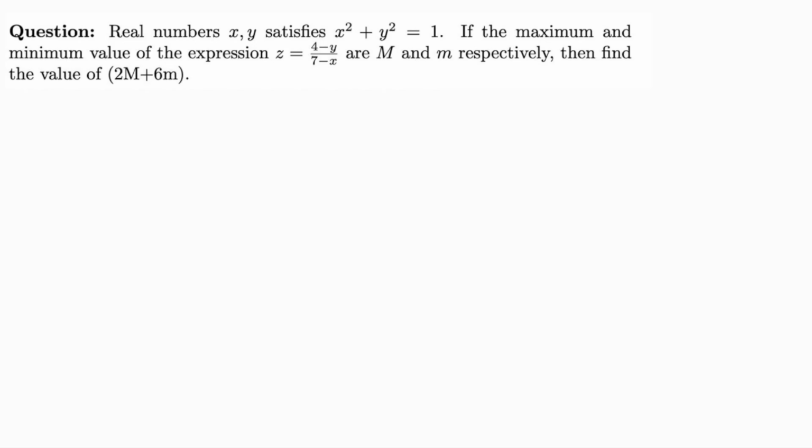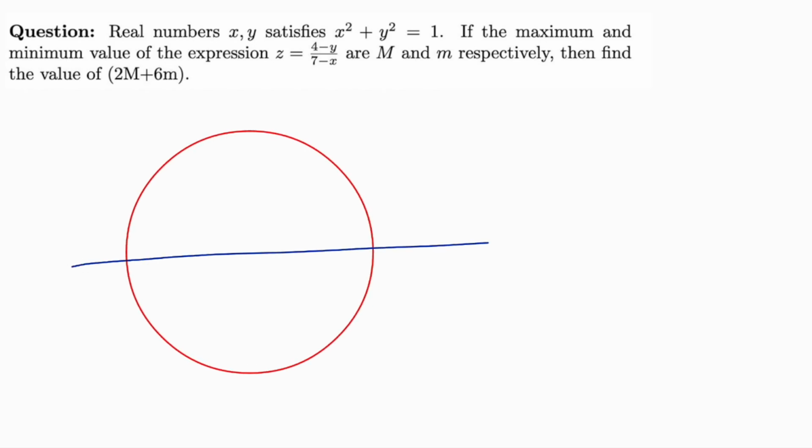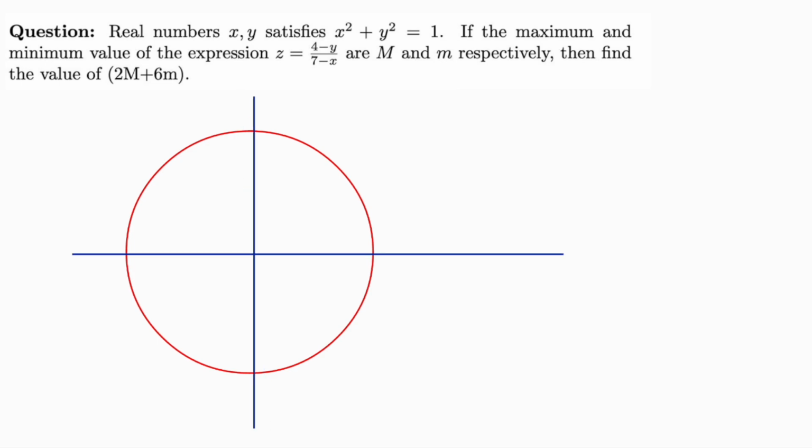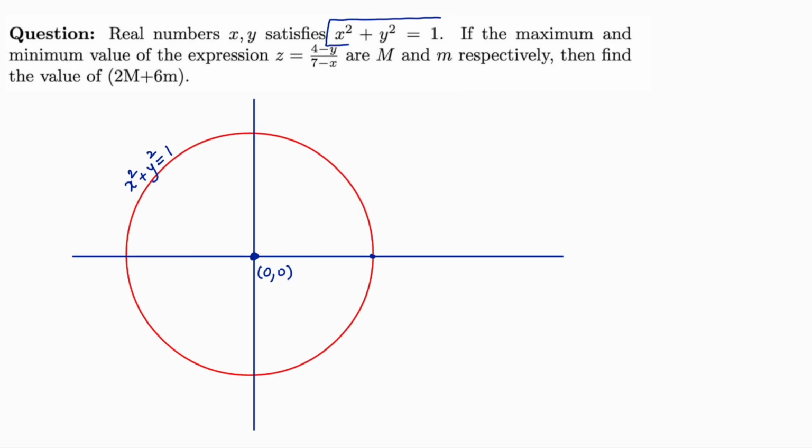Okay, let me draw a circle, and this is my x axis and this is my y axis. Now I have a circle with center (0, 0) and radius 1. So the equation of this circle is x squared plus y squared equals 1. There are infinite points on the circle. Any point we take on the circle will act as one solution for this equation.